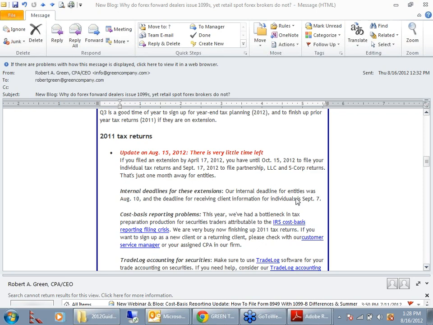From Boris: if a trading entity can and does make a timely MTM election, but does not file Form 3115, can that entity continue cash basis accounting? In other words, can the entity reconsider going to MTM and not file Form 3115? Boris, no. It's a tricky thing.